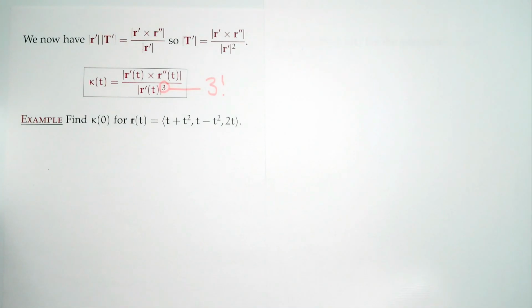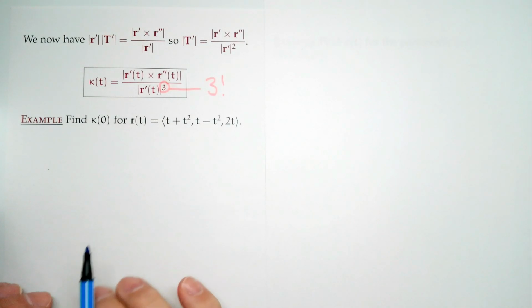Well, let's try this out. Any questions? All right. Well, we have a formula. Let's try it in practice. Let's see what happens. So kappa of 0 for a particular curve. And let's hope it's not too bad.